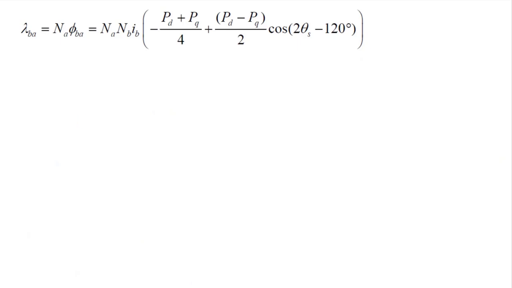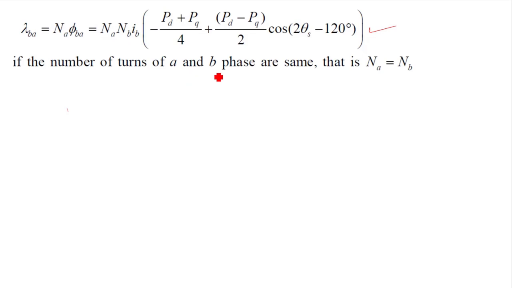Now, if we find the flux linkage equation in phase A, that will give me NA phi BA. So NA, NB, IB into this, the previous equation exists. And then if the number of turns of phases A and B are the same, let us say NA equal to NB equal to N, then I can write the equation as this. LAB will be equal to minus half LAA0 plus LAAP cos of 2 theta s minus 120 degrees, because here it is PD by PQ by 4 it is coming. So therefore it will be minus half LAA0. So now your LAB will become minus half LAA0 plus LAAP cos of 2 theta s minus 120.